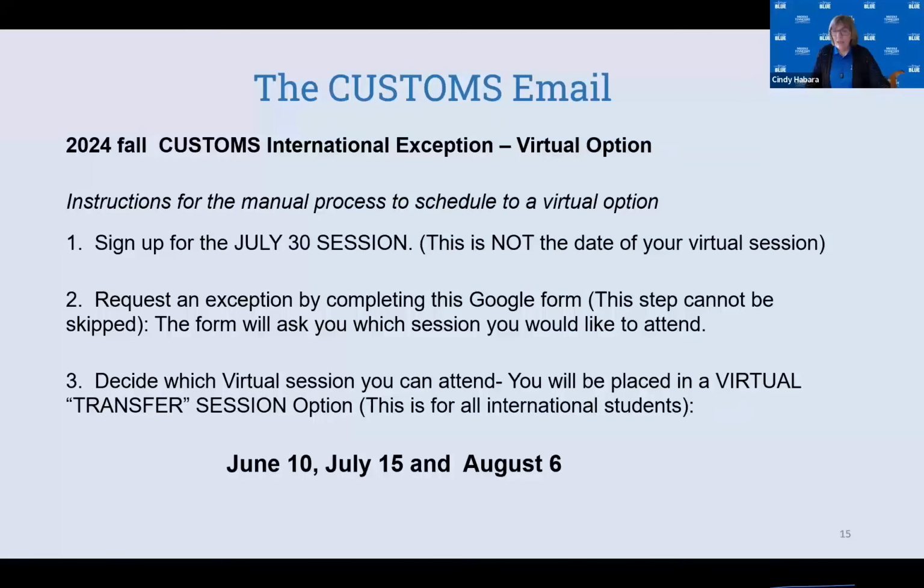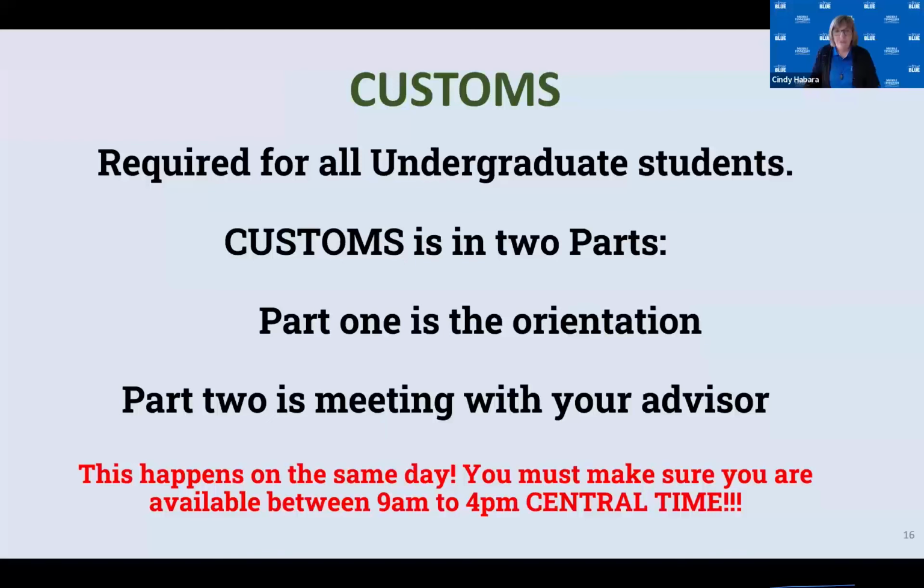There's going to be a link to a Google form. You need to fill out the Google form, send it back to the customs office. They are then going to email you when your customs session is. Okay, so you choose the date. On the Google form, you're choosing June 10th, July 15th, or August 6th. You must know the date you want. It's not July 30th, so this is a little bit confusing, but we will talk about this again later on.